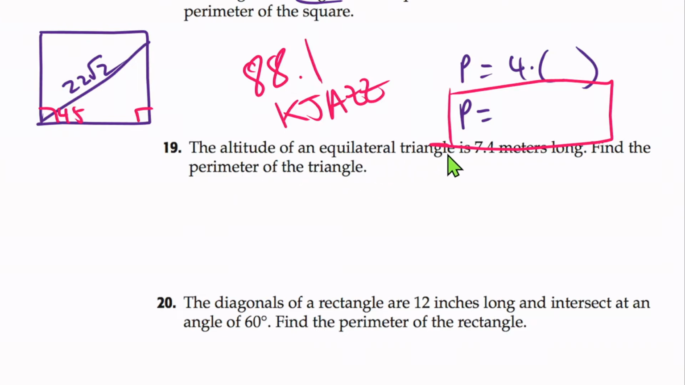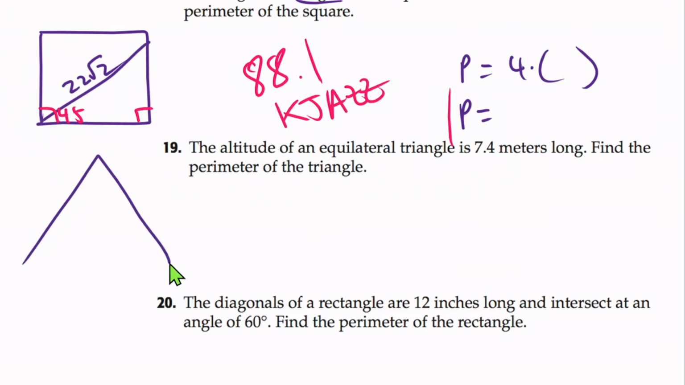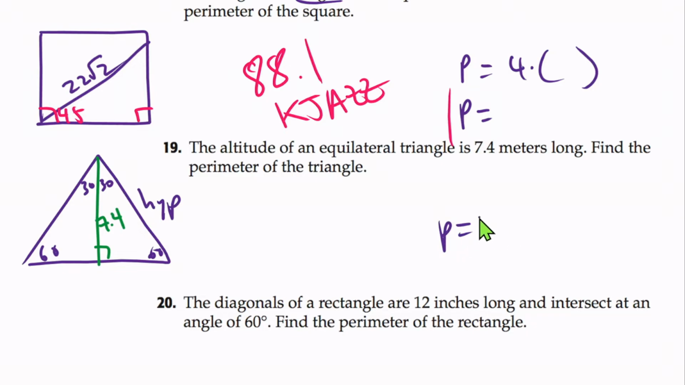The altitude of an equilateral triangle is 7.4 meters long. Find the perimeter. Oh, here's some similar stuff, right? So here's our equilateral triangle. The altitude, so our green line, is 7.4. And of course this is 60, 60 because all angles are the same. And then this is 30 up here. These are 30. And so you can label opposite, adjacent, hypotenuse and find one side. So find the hypotenuse, and then the perimeter would be 3 times that hypotenuse, whatever it comes out to be.